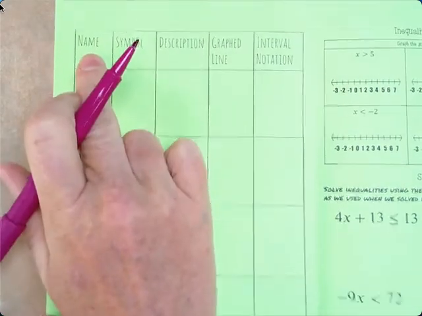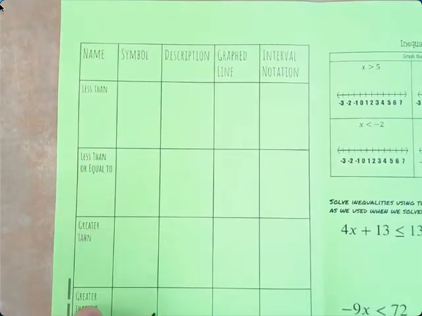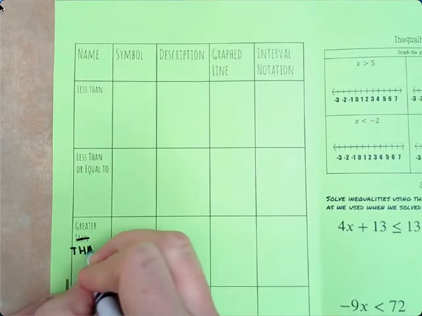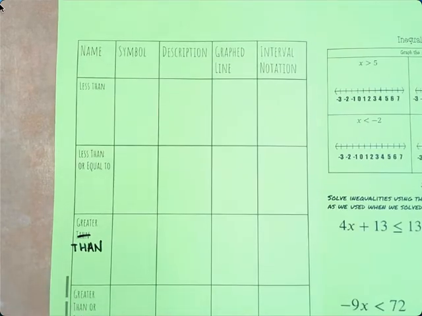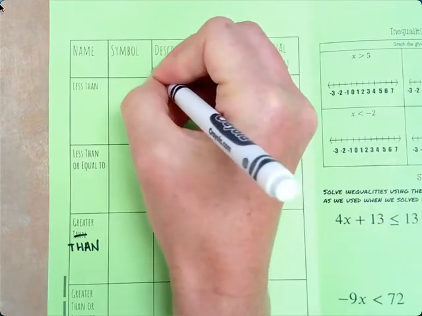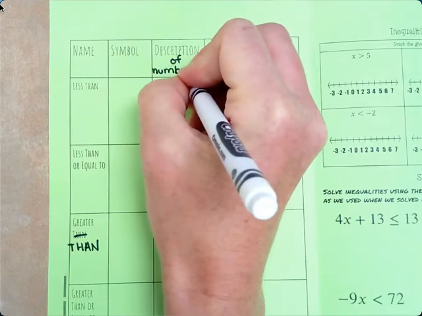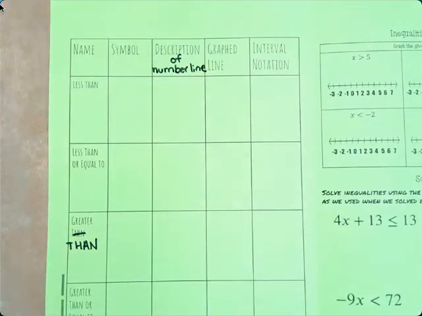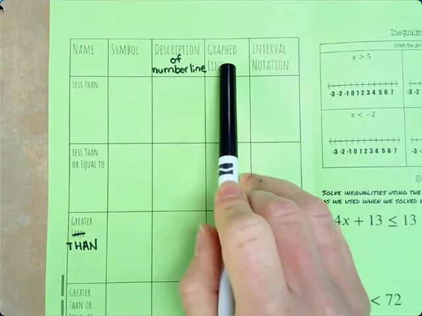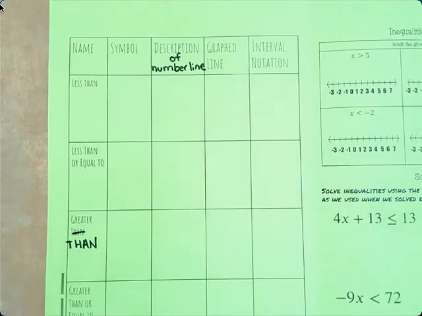So we have the name of our symbol. There is a mistake here, greater than. Did not fix it from last year. We're going to write the symbol, write the description of how it's going to be graphed, description of number line. Then an example of your graphed line, and then our interval notation.